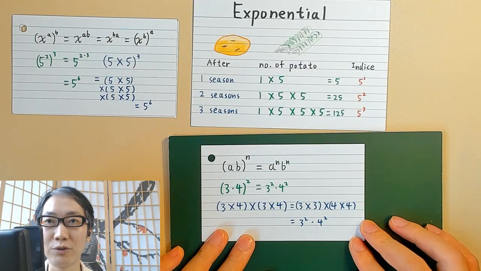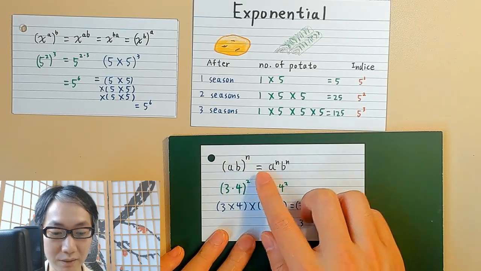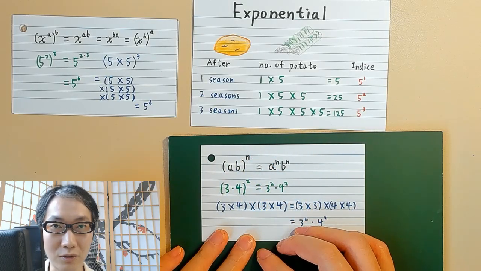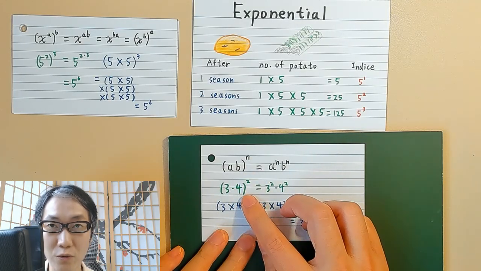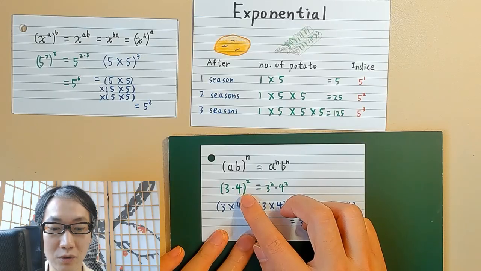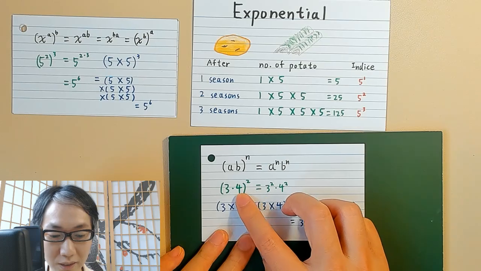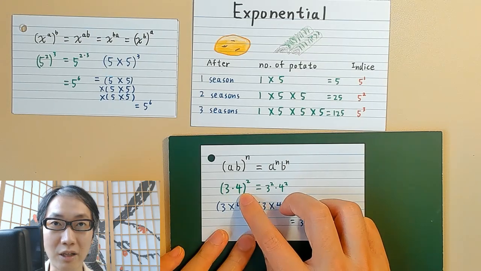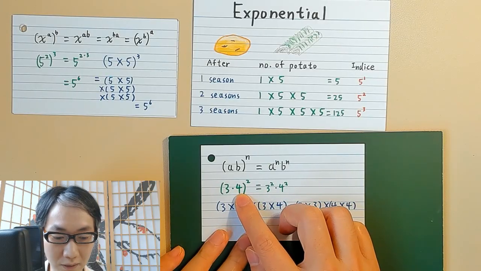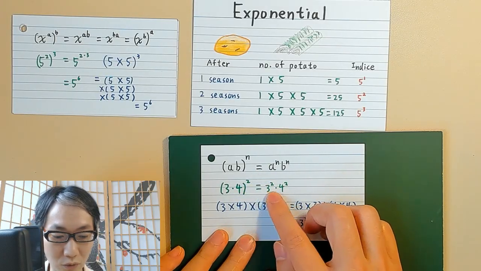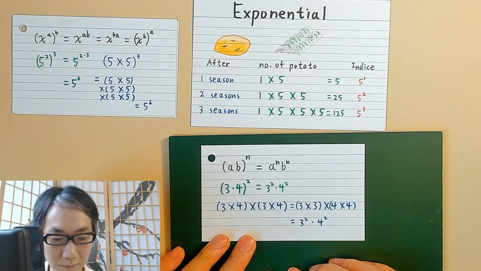This one is like a distribution: a times b, in brackets, to the power of n. If we let a be 3 and b be 4, then we have 3 times 4, in brackets, to the power of 2, which means the exponential factor is 12. And the exponential factor 12 comes from 3 times 4. Then we can distribute the square to them like this. We have 3 squared times 4 squared.